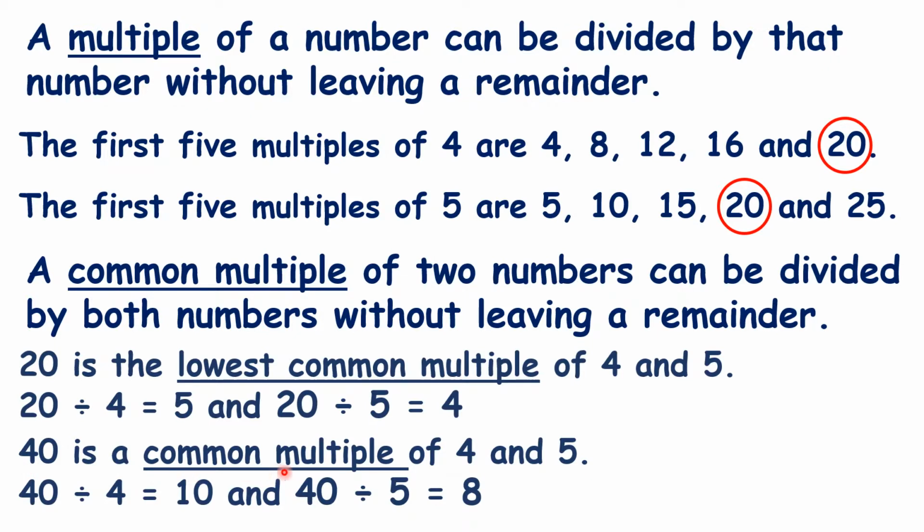40 is a common multiple of 4 and 5 because it's in both times tables, which means that when you divide 40 by 4 and by 5, you get whole numbers. Can you think of any other common multiples of 4 and 5? There's 60, there's 80, and you might be able to spot a pattern here. Often you will be able to spot patterns when you're finding common multiples.